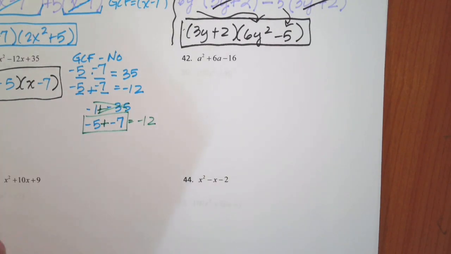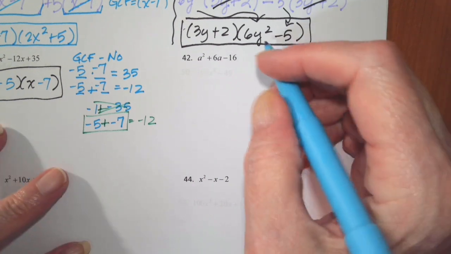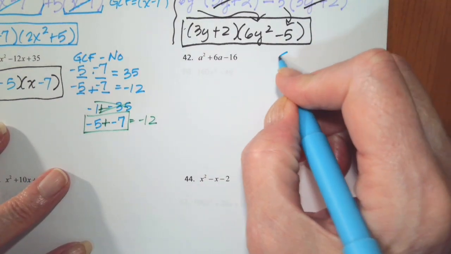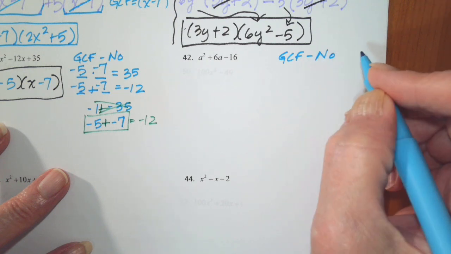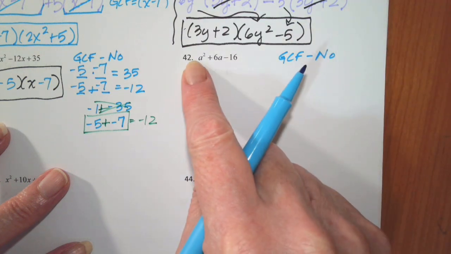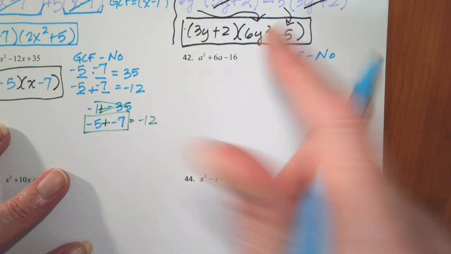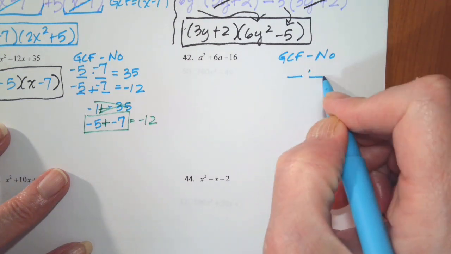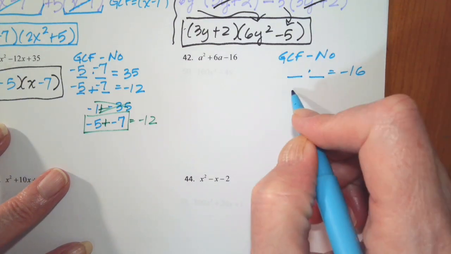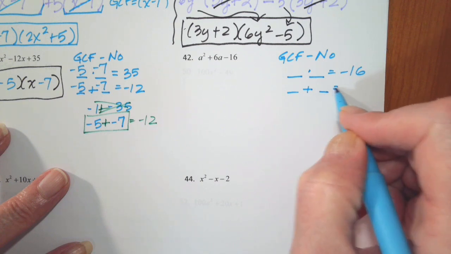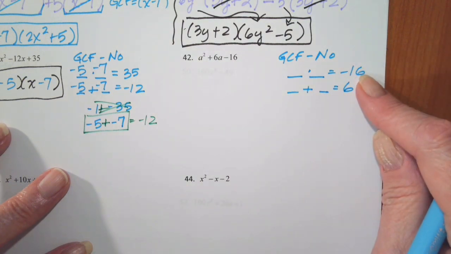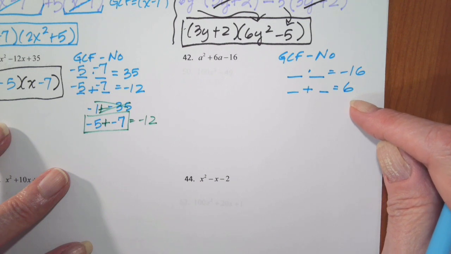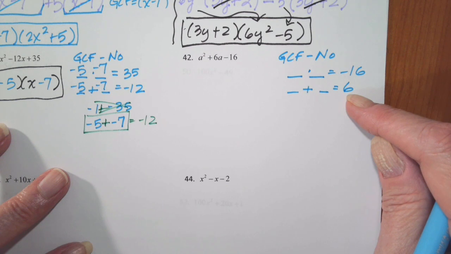If I have a squared plus 6a minus 16, again, I always look for a greatest common factor. There isn't one. So again, since my leading coefficient is 1, this is where I look for my 2 numbers whose product is negative 16 and whose sum is 6. Since the product is negative and the sum is positive, we know one is negative and one is positive, and the larger one is positive.